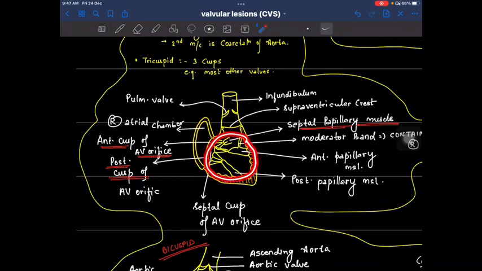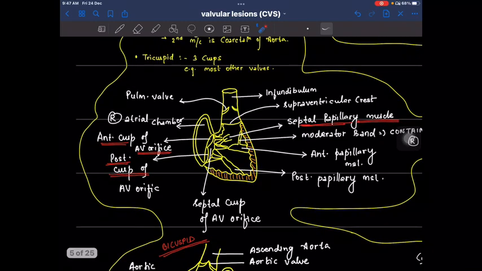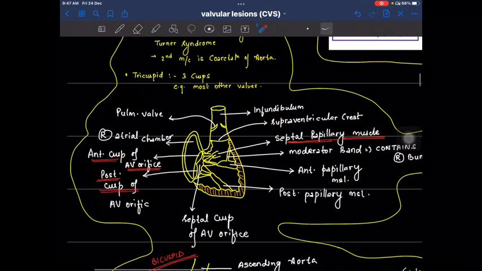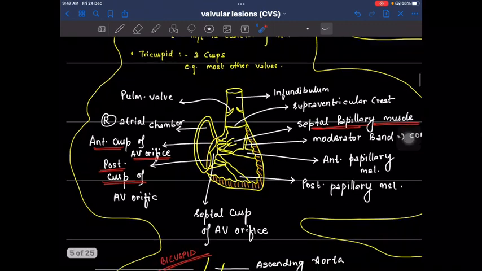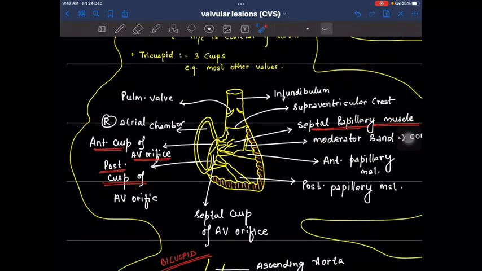This is the right ventricular chamber. We are looking at a tricuspid valve, so we need to look at the three cusps first. The cusps are 1, 2, and 3. These cusps are supported by chordae tendineae. This is one set, this is the second set, this is the third set. These chordae tendineae are arising from papillary muscles.